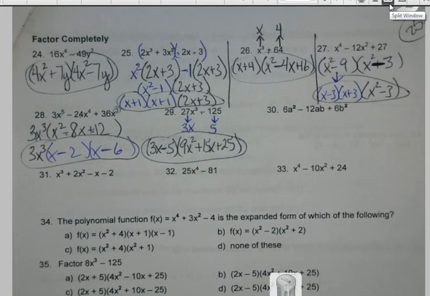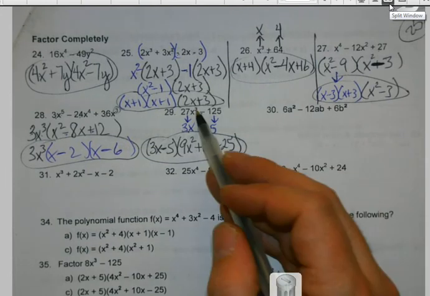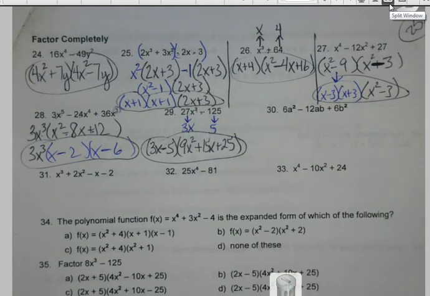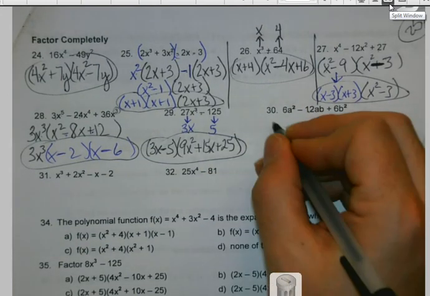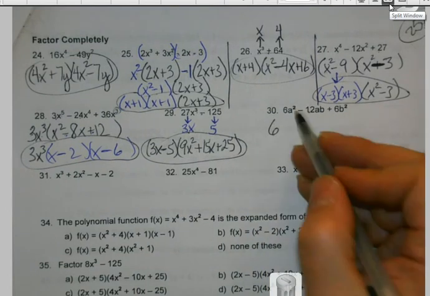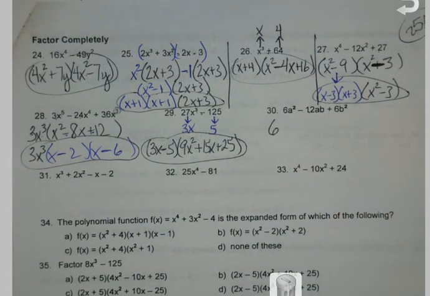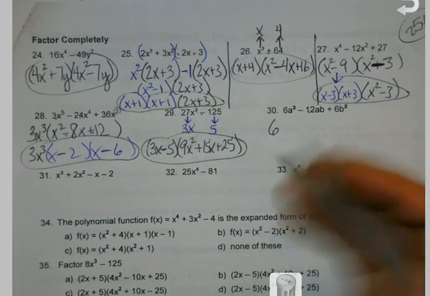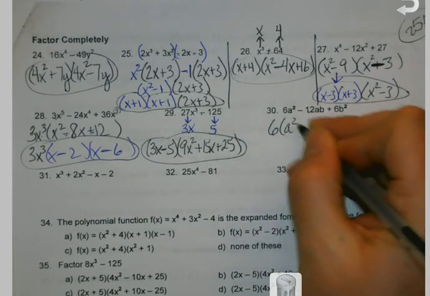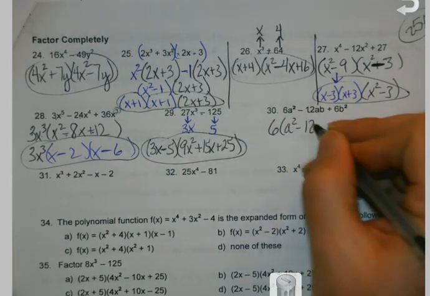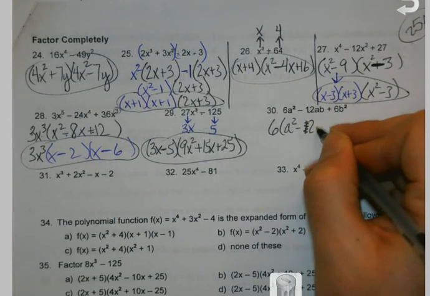So again, we're looking for patterns. We're looking for clues like cubes or squares. We're looking for greatest common factors. 6. Do all 3 terms have an A? No. Do all 3 terms have a B? No. All I can get is the 6.